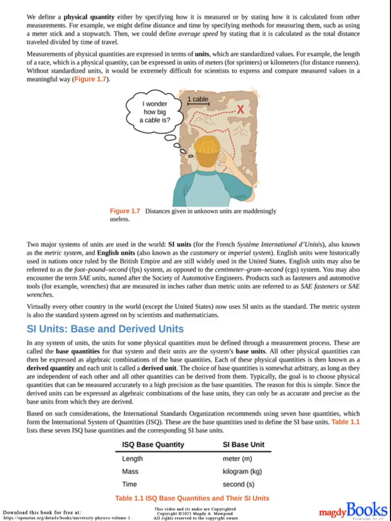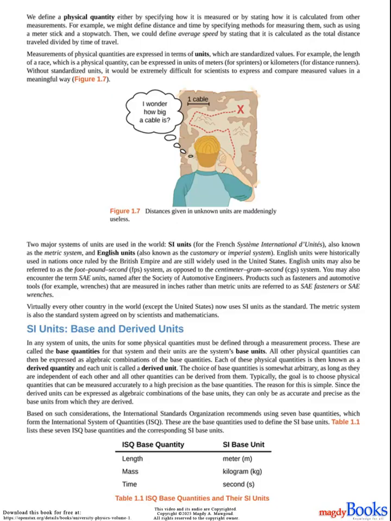You may also encounter the term SAE units, named after the Society of Automotive Engineers. Products such as fasteners and automotive tools, for example, wrenches, that are measured in inches rather than metric units are referred to as SAE fasteners or SAE wrenches. Virtually every other country in the world, except the United States, now uses SI units as the standard. The metric system is also the standard system agreed on by scientists and mathematicians.